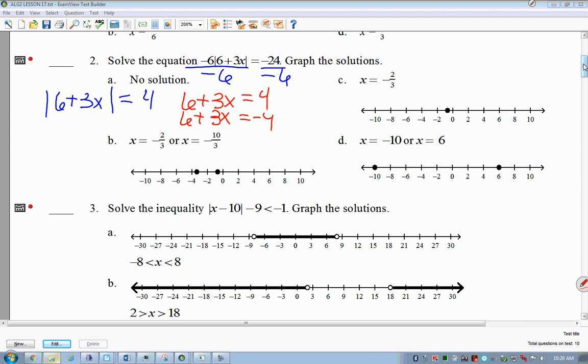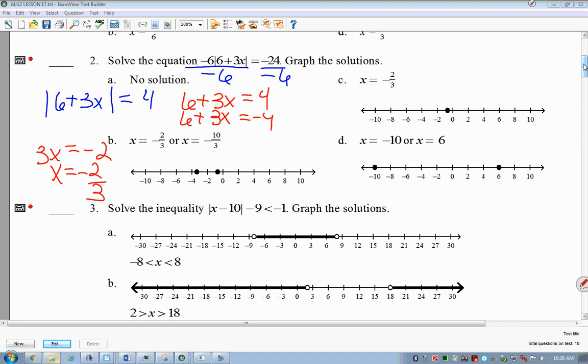Okay, those two equations are equations I need to solve for x. Let's look at this first one. What's the first thing you would do with 6 plus 3x equals 4? Subtract 6. All right, so that would give me 3x equals what? Negative 2, and then what? Divide by 3, so x equals what? Negative 2/3. So I got x equals negative 2/3.